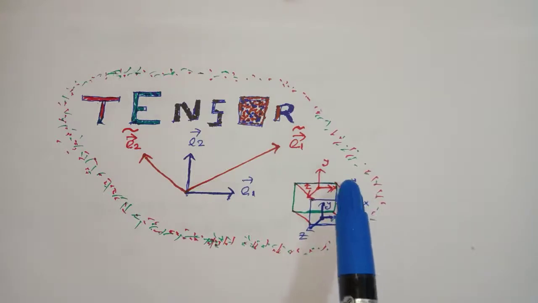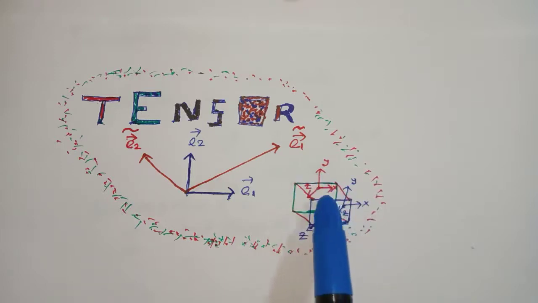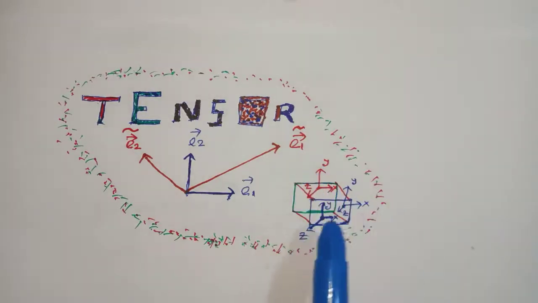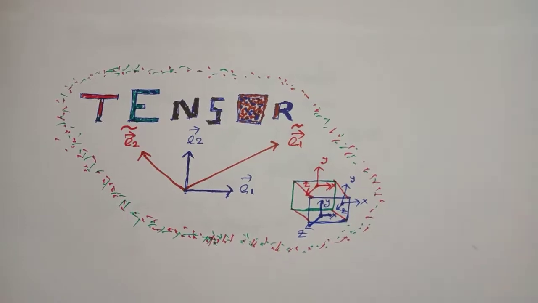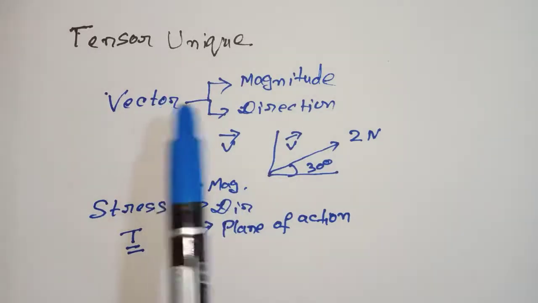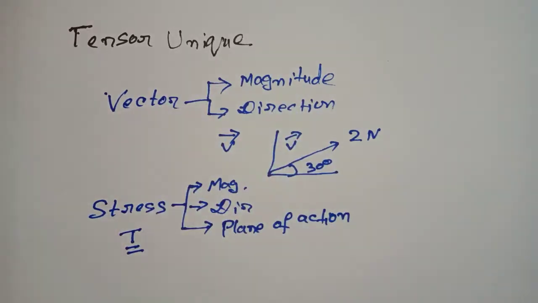In case the indices are different, that means the stress is happening in the plane of x but in the y direction, or in the plane of y but in the z or x direction. That is why which direction, x, y or z, and which plane, x, y or z, is what makes the tensor important. That is why I have written that stress has magnitude, direction and plane of action. A vector has only magnitude and direction. That is how vectors and stress, or tensors, are a little bit different.